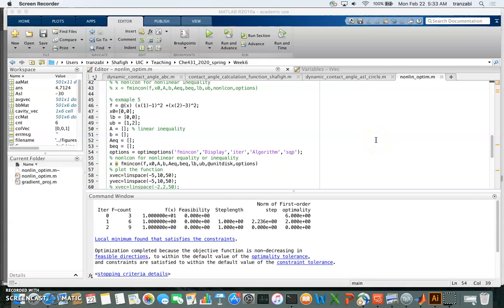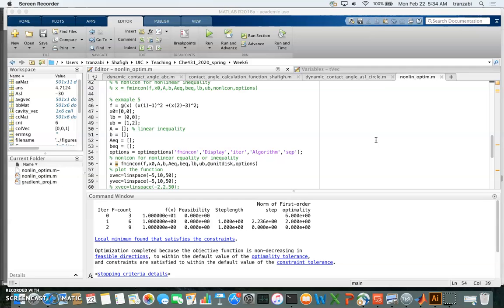Alright, so this is the last part of nonlinear optimization. In the last video I was talking about MATLAB built-in functions. We talked about 4 examples. Today we're going to talk about the last example.